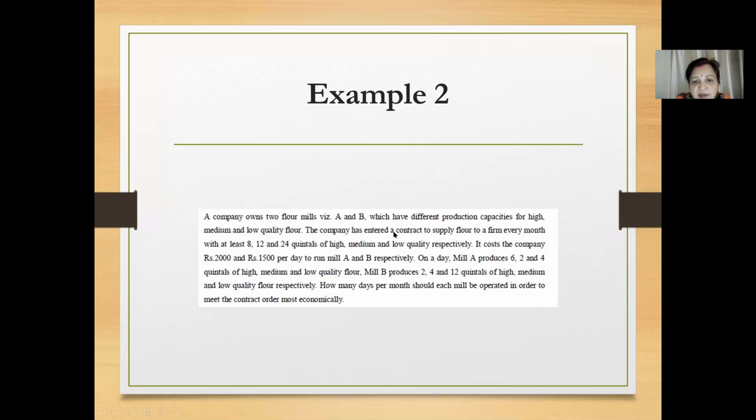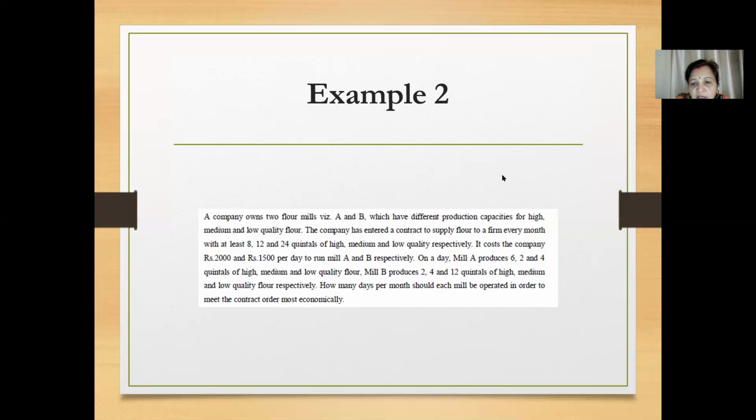The company has entered a contract to supply 8, 12, and 24 quintals of high, medium, and low quality. So this is the quantity that he has to supply, at least 8, 12, and 24. तो इतना तो उसको supply करना ही है. And on a day, mill A produces 6, 2, and 4 quintal of high, medium, and low quality, and B produces 2, 4, and 12 quintal of high, medium, and low quality.